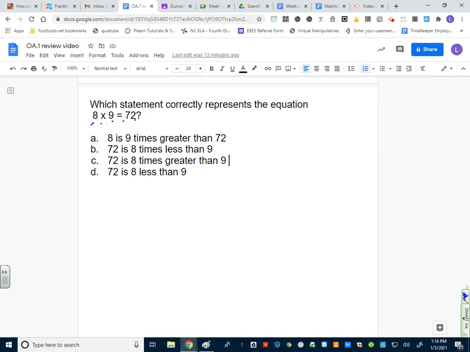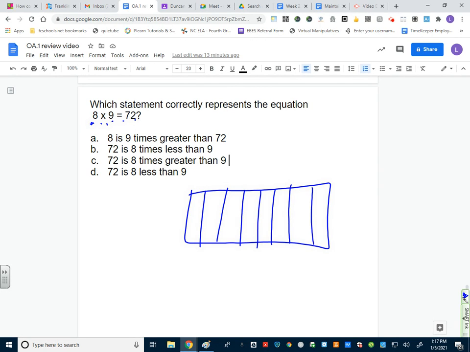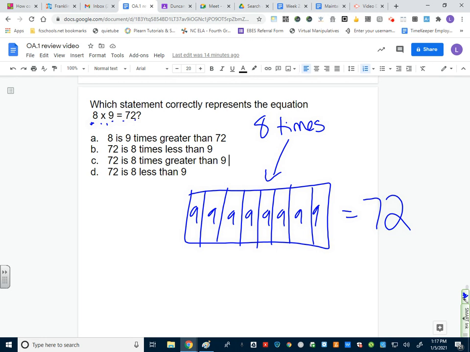But this literally means 8 times, or 8 groups. So I could draw 8 groups. Okay, 8 groups of 9, 9, 9, 9, 9, 9, 9, 9 equals 72. That's what we're doing. 8 times 9, 8 groups of 9 is 72. 8 times, repeating groups, 8 times as many as 9 is, or equals 72. So I need to find a statement that really matches that.